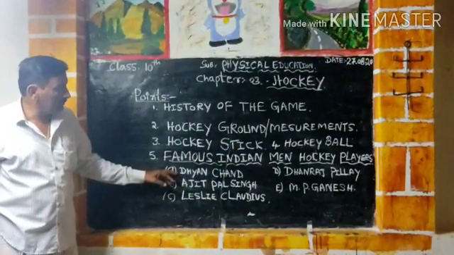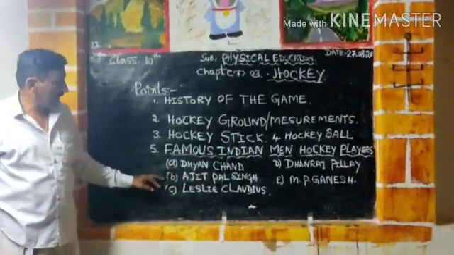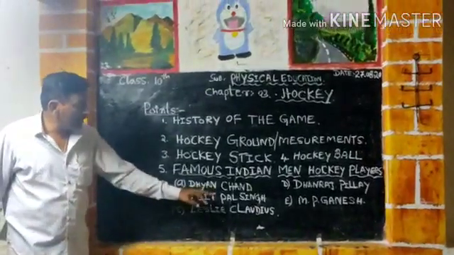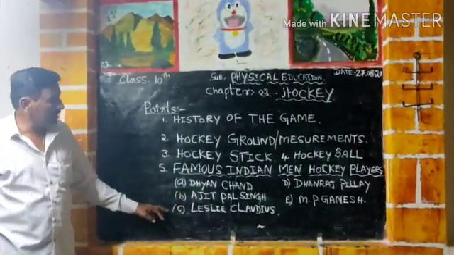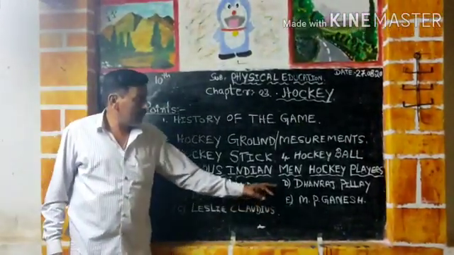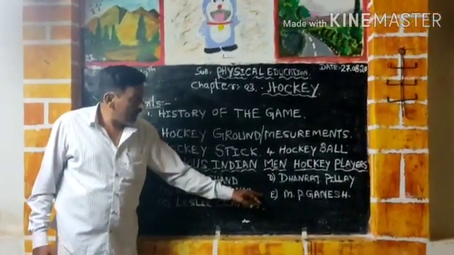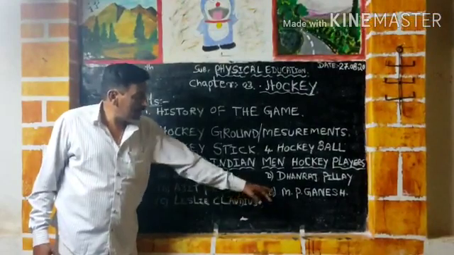In that, Major Dhyanchand. Second one, important player Ajit Singh. Third, Leslie Claudius. Fourth player, Dhanraj Pillay. Fifth one, famous Karnataka player MP Ganesh.